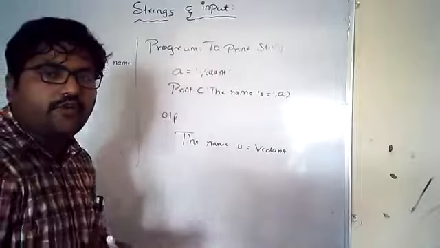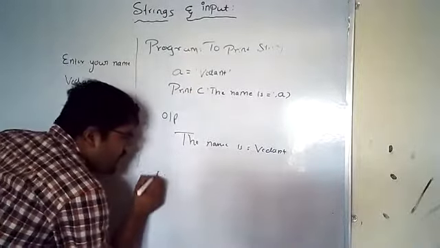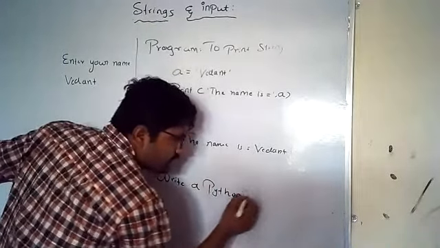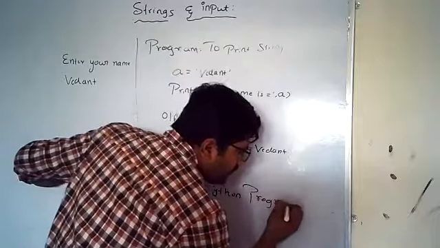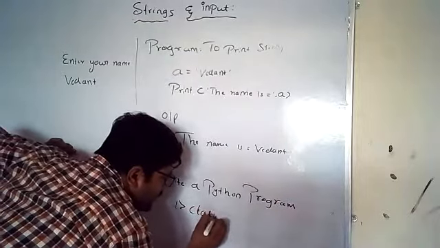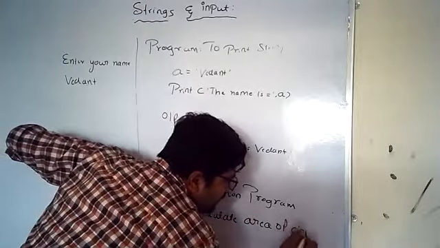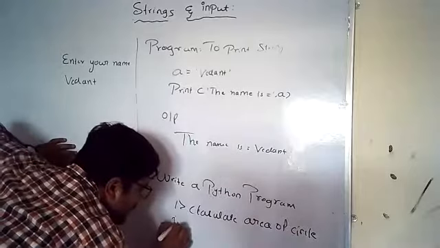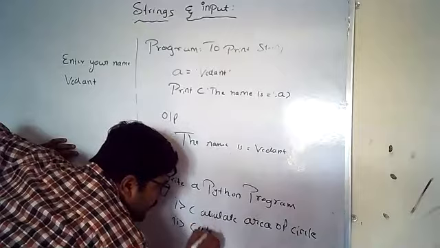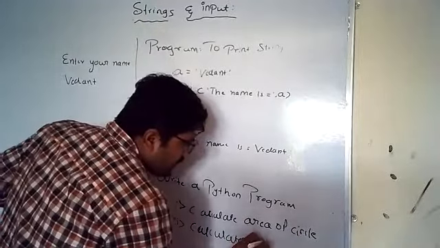This is an assignment you need to do. That is a finger exercise. In the classroom I'm going to give you an assignment. That is, write a Python program. One is calculate area of circle. Second one is calculate area of square.